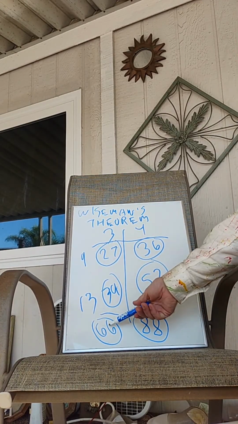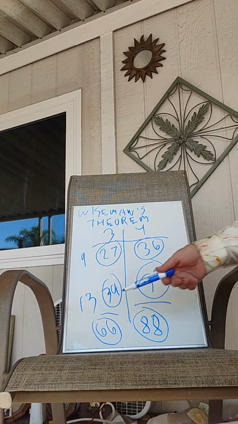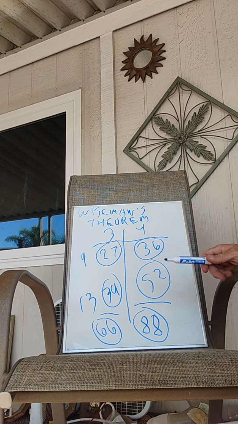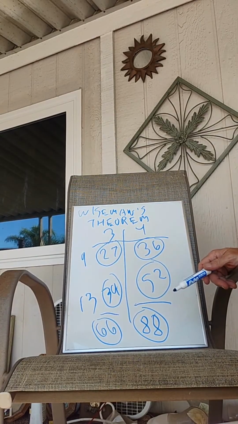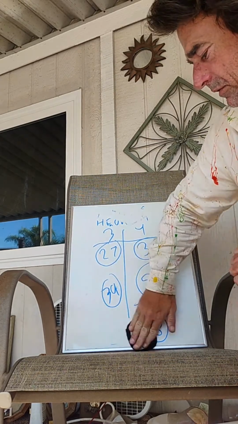Not only that, this is double 6, this is double 8, and they're only one digit apart. There's one digit in between, which is 7. And this is Wiseman's theorem. I figured this out. I've never heard anyone even come close to thinking about this question, much less figuring this out. So that's Wiseman's theorem, my first original thought in math.